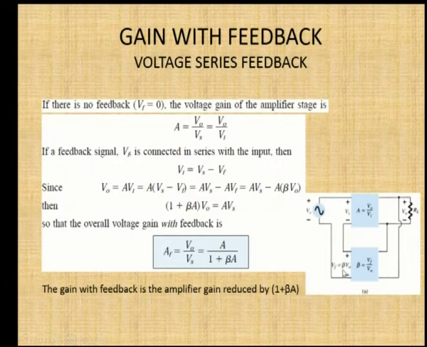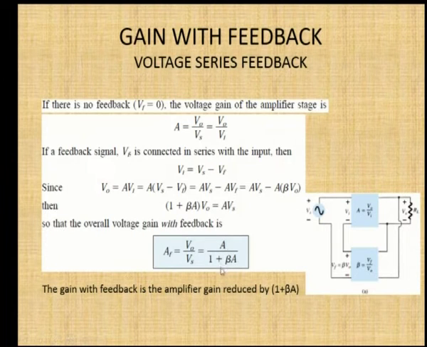So, it can be written as beta V naught. Here, after substituting beta V naught and taking this term to the left hand side, you will get V naught as a common factor. So, you will have (1 plus beta A) into V naught is equal to A Vs. From this equation, if you calculate the gain with feedback, it is nothing but V naught by Vs, and it is given as A by 1 plus beta A. So, from this equation, you are getting this factor A by 1 plus beta A.